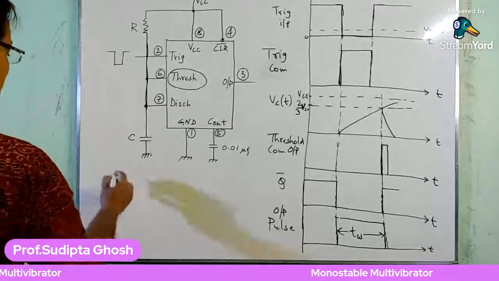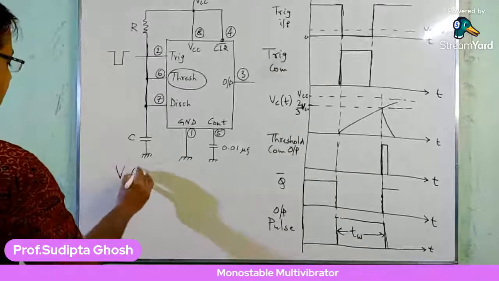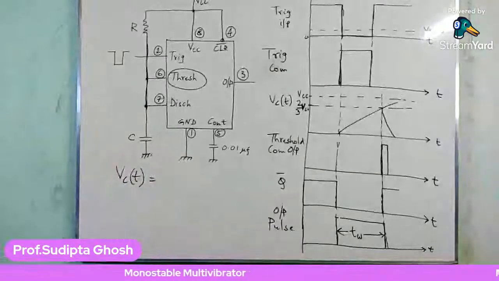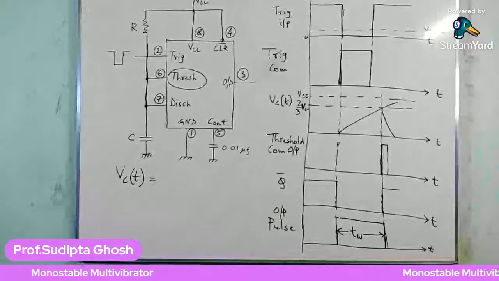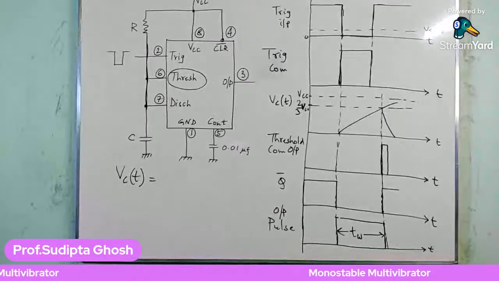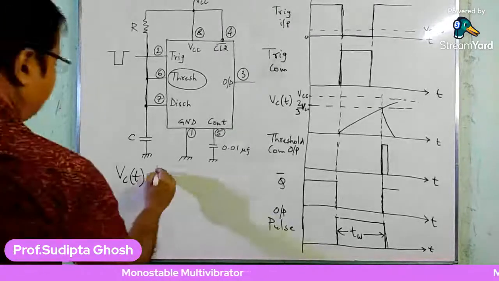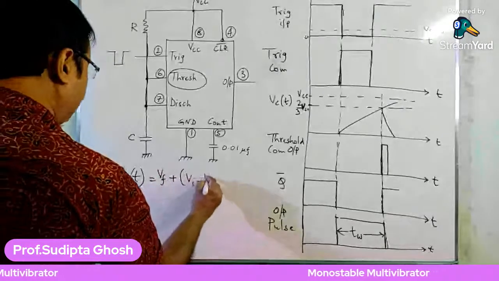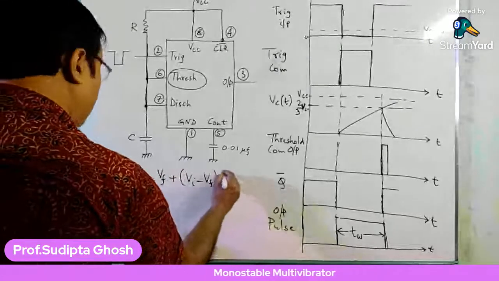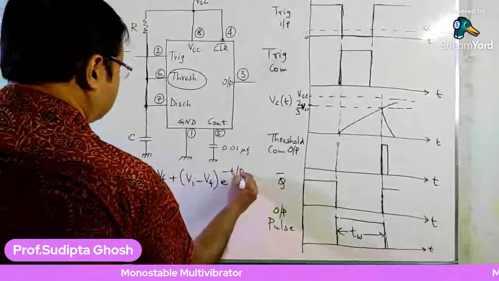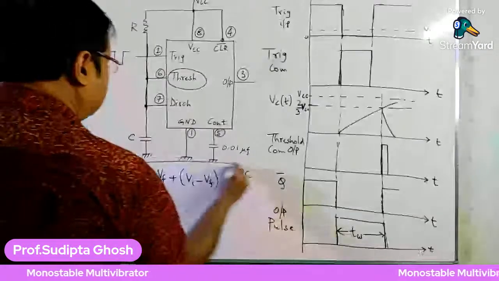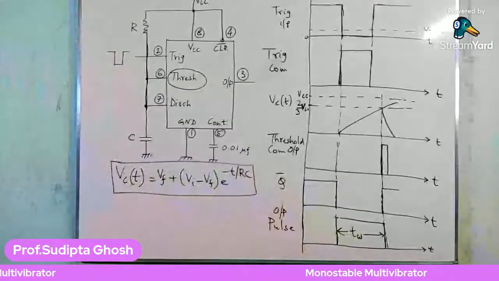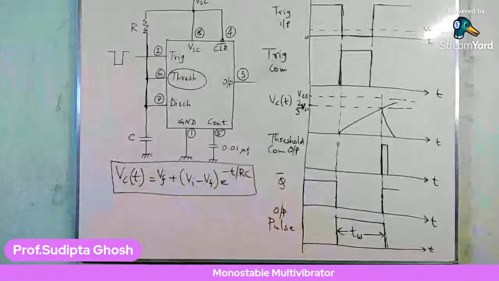As we know, the general expression for the charging and discharging of a capacitor is VC(t), the voltage at time t, which equals the final value VF plus (VI minus VF) times e to the power minus t by RC. So this is the general expression of charging and discharging of a capacitor.